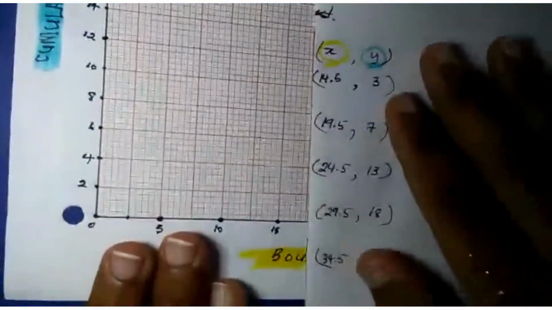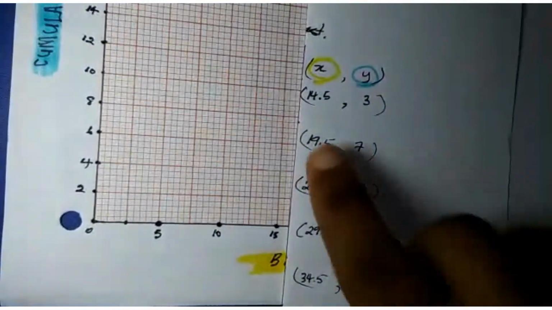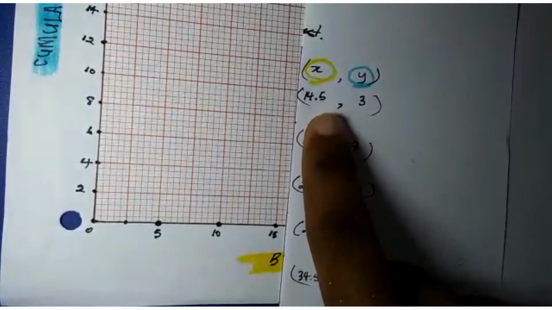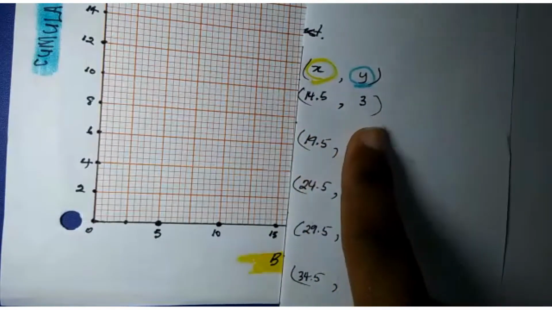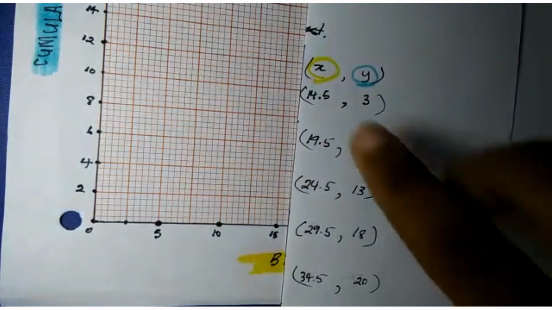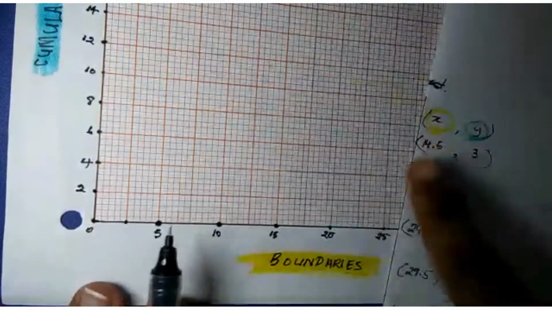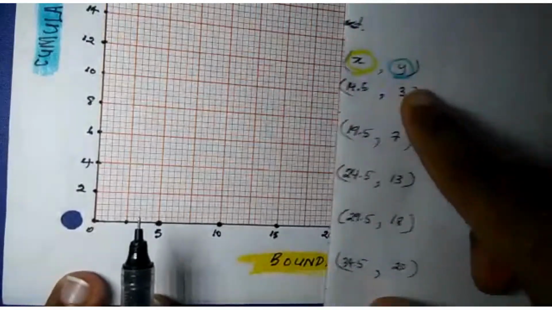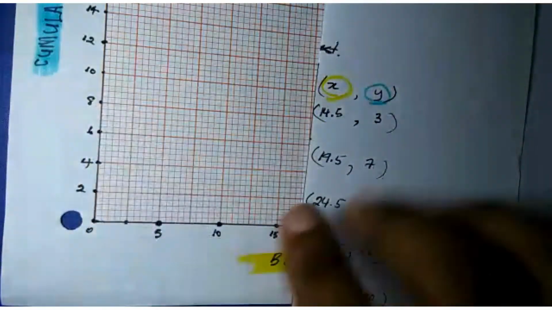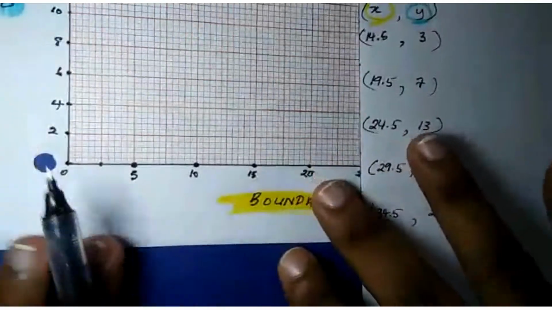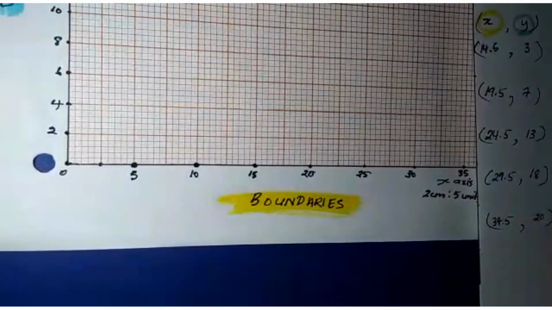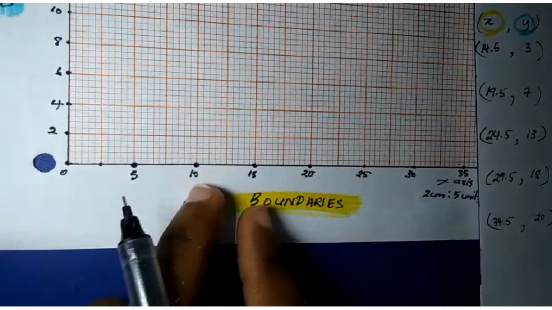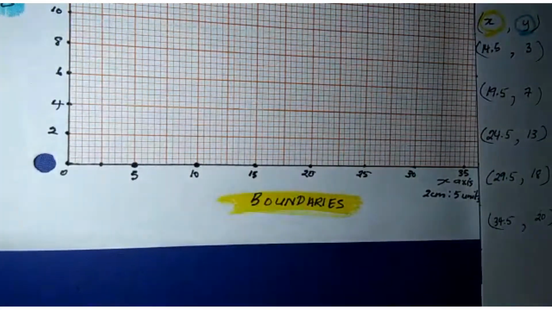Right. So the first point I'm going to plot is this one: 14.5, 3. So I have to look for 14.5 on the x-axis and match it where I've said 3 on the y-axis. Good. So we're looking for 14.5. But where exactly is it? I'm going to show you how to do it. So 14.5 must fall somewhere between 10 and 15. But on which line exactly?